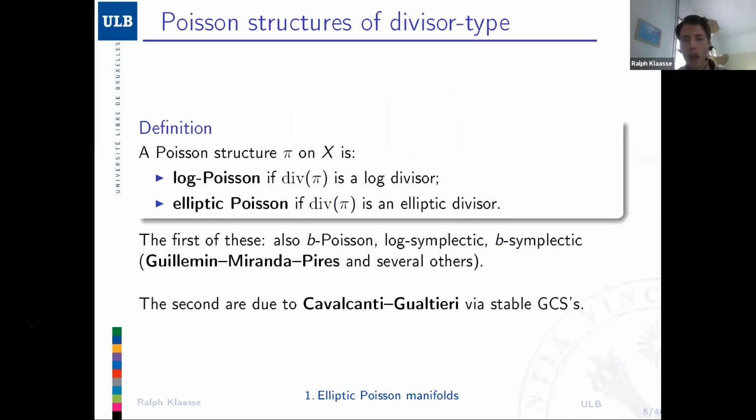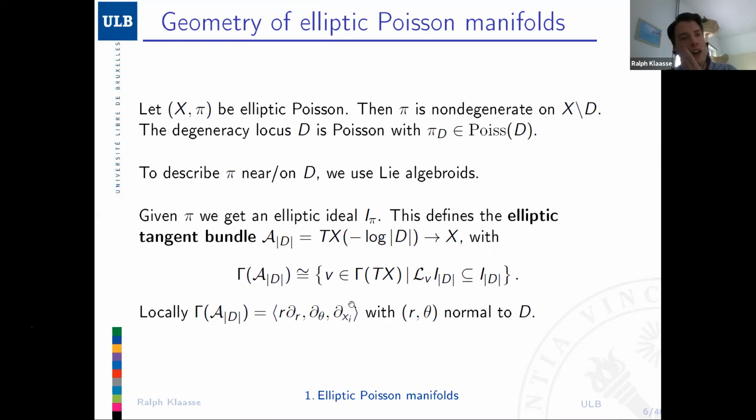Okay, moving on. So what we're going to do now is study these elliptic Poisson structures. The first thing you note, of course, is that because you look at the top wedge of pi, it's only 0 on D. It's not 0 anywhere else. So the pi vector is non-degenerate everywhere else, and D is the degeneracy locus. It's a Poisson submanifold, so it has an induced Poisson structure. What we want to know now is what is the behavior of pi near or on D?